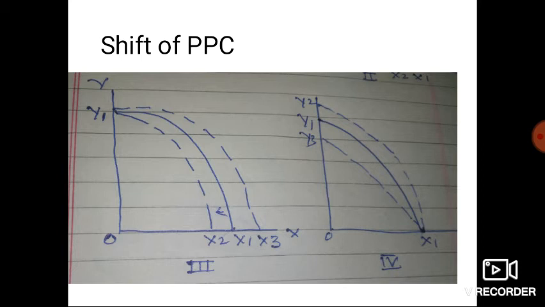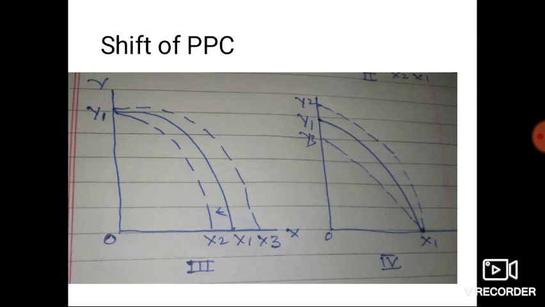Now what can you conclude from graph 3? In graph 3, we clearly conclude that resources neither increase nor decrease, they remain the same for X and Y commodity, and the technique of production for Y commodity is also constant, it does not change. The only change that took place is in the technique of production of X commodity. Due to that, the PPC shifted, and only X production has increased or decreased.